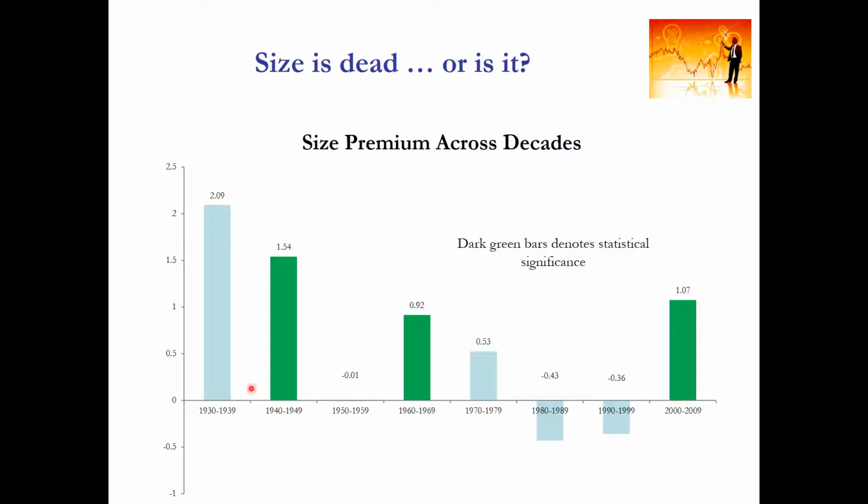We can see that during the 1930s and 1940s, there was quite a large size effect. However, it didn't tend to exist in the 1950s. But again, a large size effect is found in the 1960s and also in the 1970s.